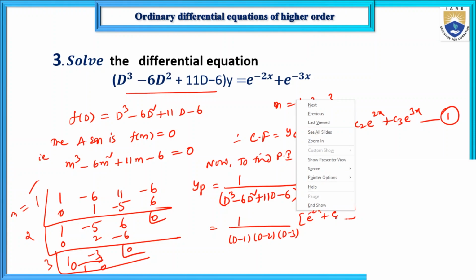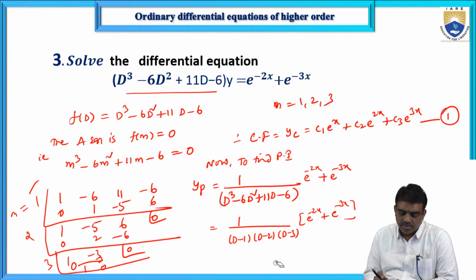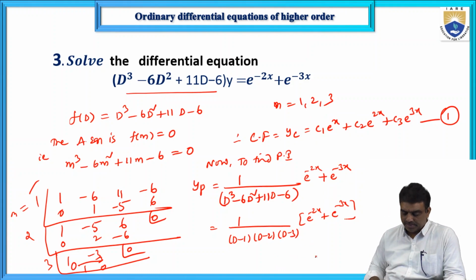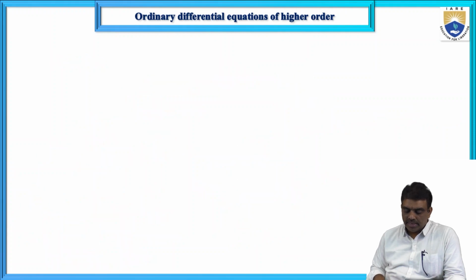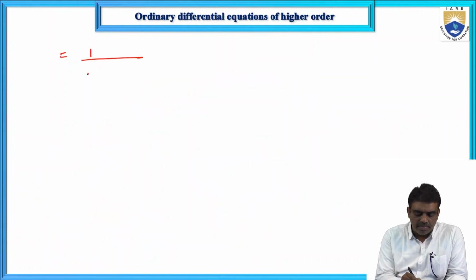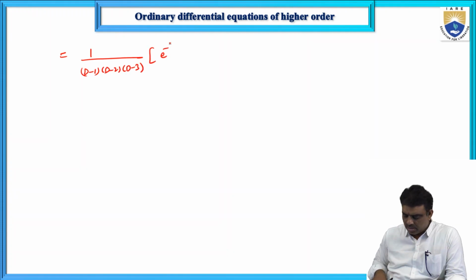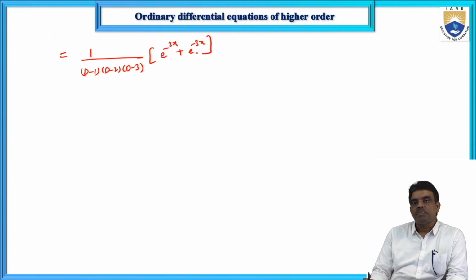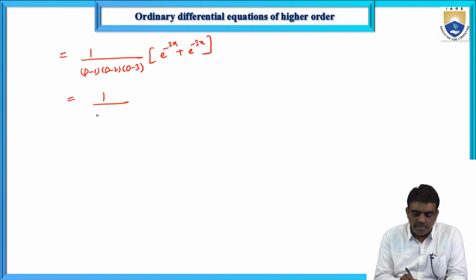The roots are 1, 2, 3, so you get in the denominator the factors D minus 1, D minus 2, D minus 3. Now I will write again 1 by D minus 1, D minus 2, D minus 3 of e power minus 2x plus e power minus 3x. So I can split this as 1 by D.